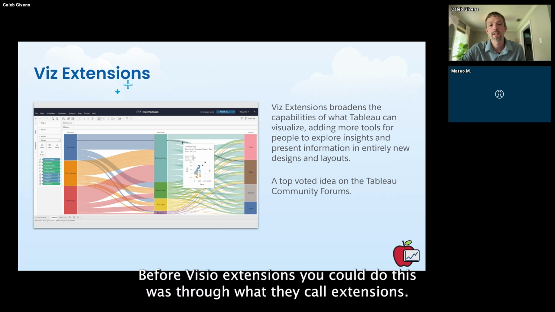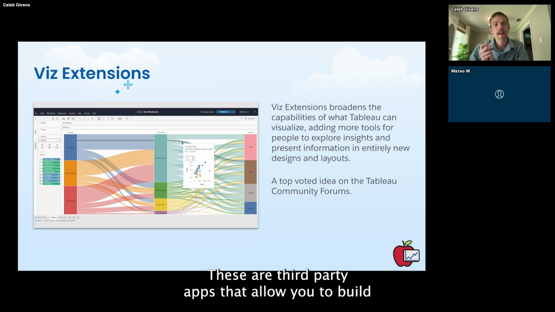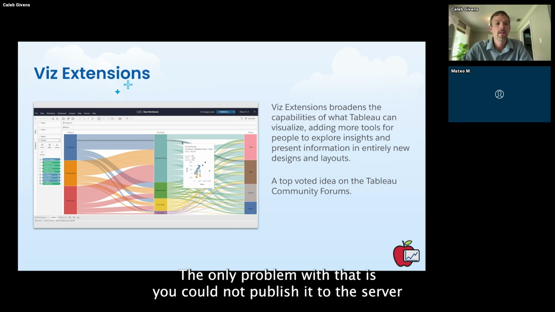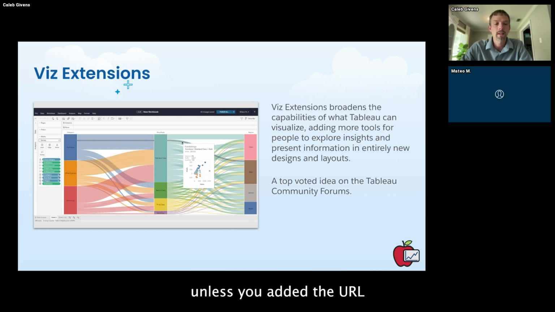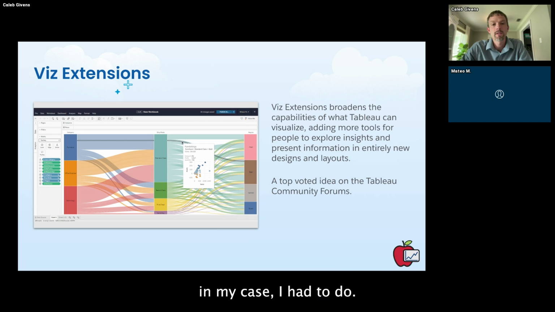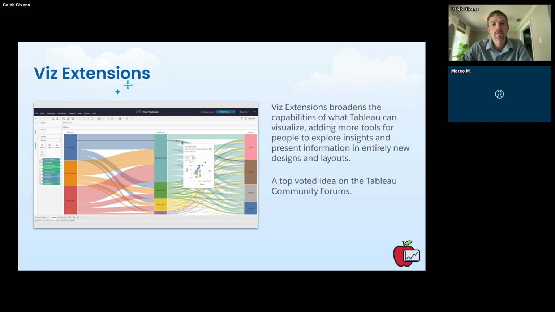The other way before Viz extensions you could do this was through what they call extensions. Tableau has had extensions for a while. These are third-party apps that allow you to build things like a Sankey much easier. That was really cool. The only problem with that is you could not publish it to the server unless you added the URL to the server safe list, which is something Feeding America, in my case, had to do. I worked with one of their data and analytics team members, and he was awesome. He got it working, and it was great.